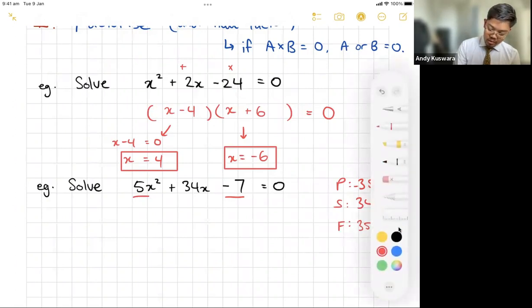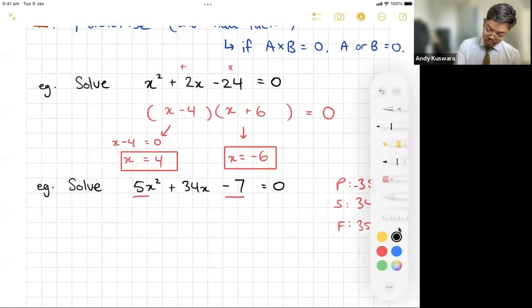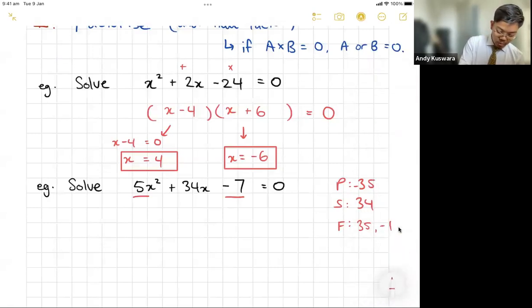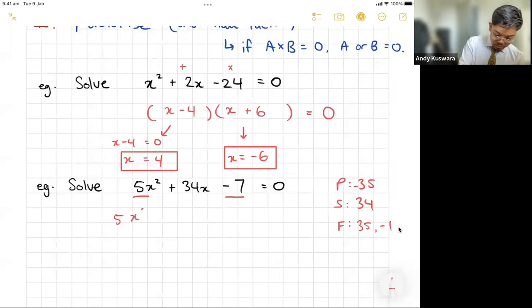So again, doing this the long way. If you've got another method, please be my guest. But in this case, all we're going to do is separate the middle term into our 2 different factor terms. I've got 5x squared, and instead of writing plus 34x, I'm going to replace it with 35x take away 1x. So I'm going to write it as plus 35x take away x.